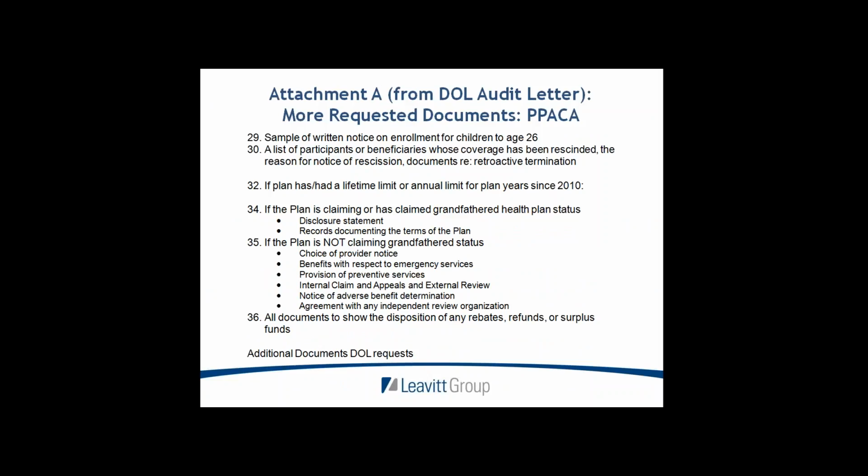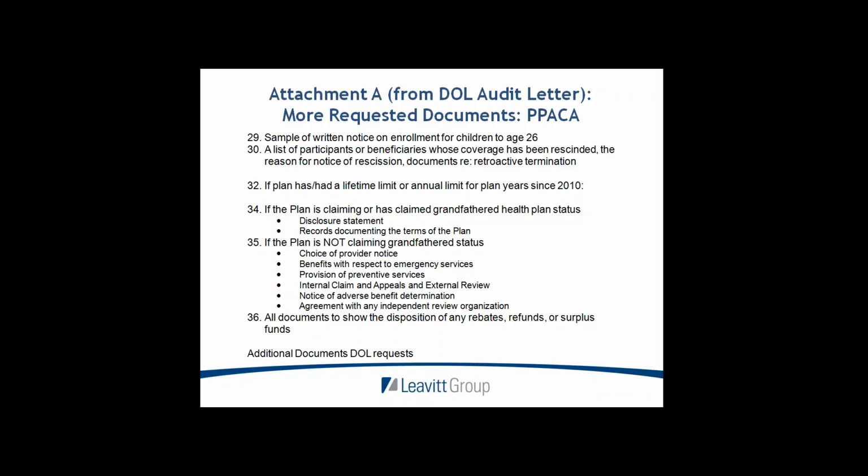Okay, so the last area on the DOL 4-page checklist is Affordable Care Act requirements. And they request documentation that, for example, in 2011, when children could enroll to age 26, if they were already aged out, you needed to send out a notice so that people who had children who had aged out were notified that they could re-enroll.